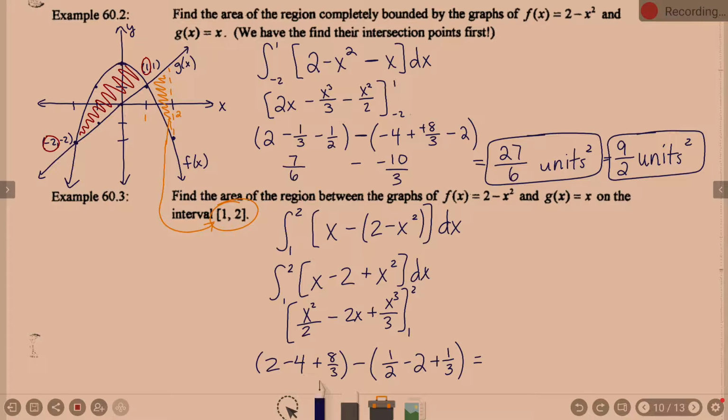See, this is where Ross and I are going to disagree. I'm going to say 2 minus 4 is -2. And that's -6/3 plus 8/3. So I'm going to say 2/3.